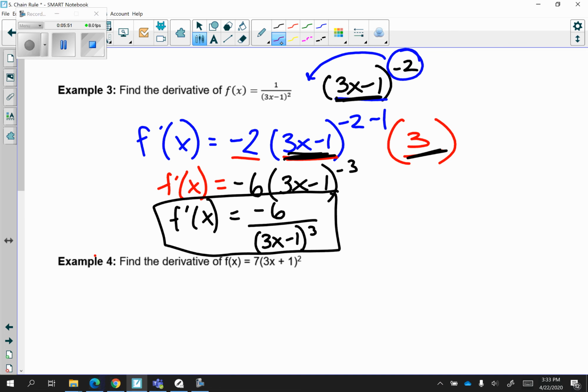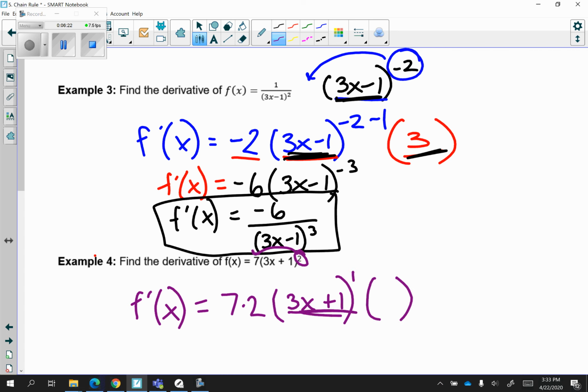Okay, so let's take a look. What I have here is I want to find the derivative of f of x equal to 7 times 3x plus 1 squared. So I'm going to rewrite the inside, which is 3x plus 1. I'm going to take this 2 and multiply it by the 7. So 7 times 2. And then 2 minus 1 is 1. I don't have to put a 1 here, but I can. And then I multiply by the derivative of the inside, which is just 3.